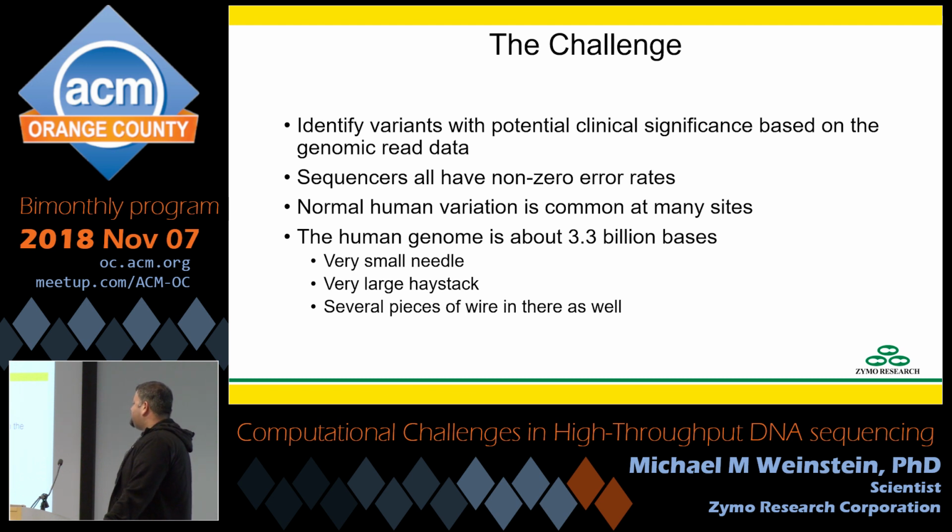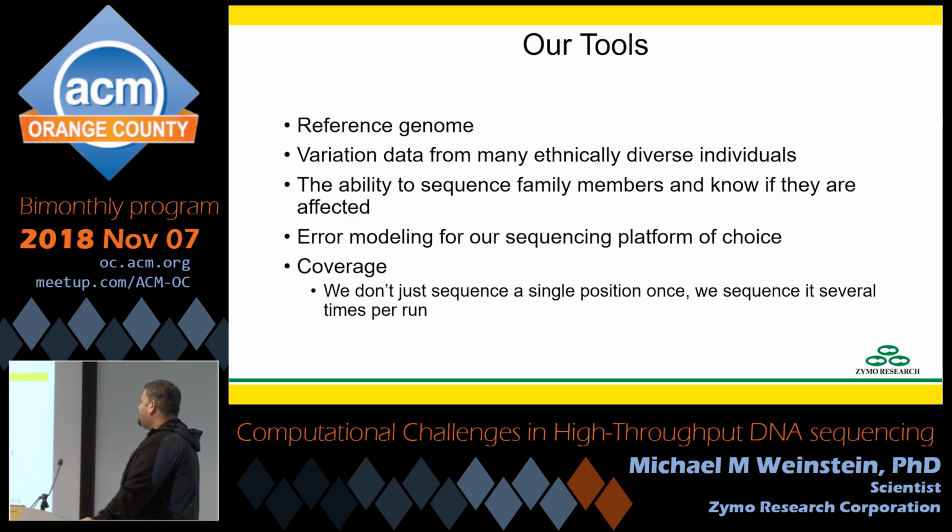A couple of challenges come into play here. Sequencers all have non-zero error rates. They're not perfect. Normal human variation is common at many sites. The human genome is about 3.3 billion bases long. So what you're essentially looking for here is a very small needle in a very large haystack where some idiot also scattered random pieces of wire. It's a challenge. So what are our tools for this?